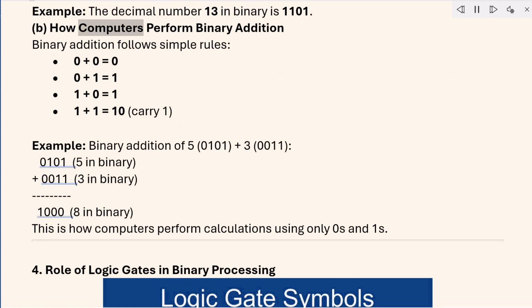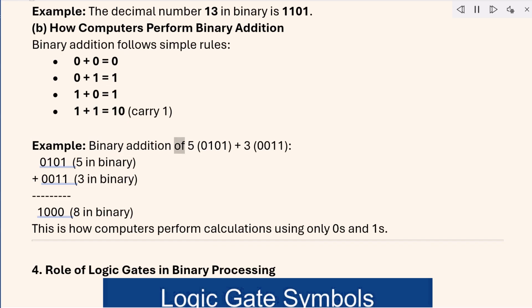B. How computers perform binary addition. Binary addition follows simple rules. 0 plus 0 is equal to 0. 0 plus 1 is equal to 1. 1 plus 0 is equal to 1. 1 plus 1 is equal to 10, carry 1.